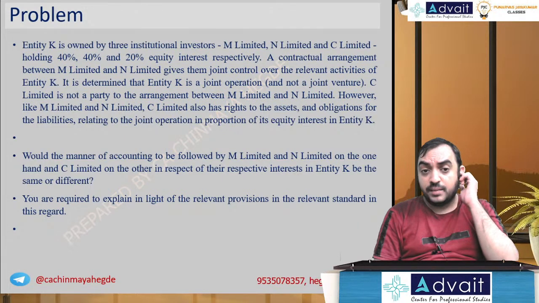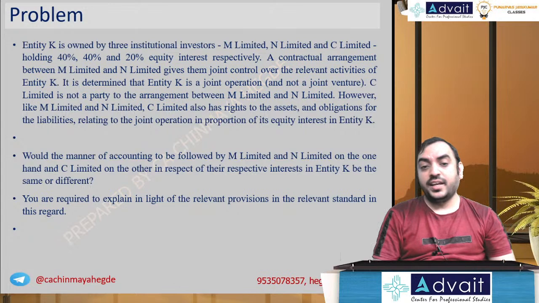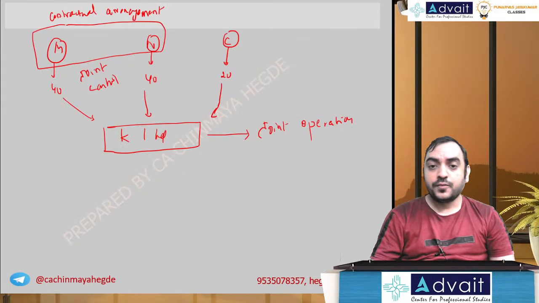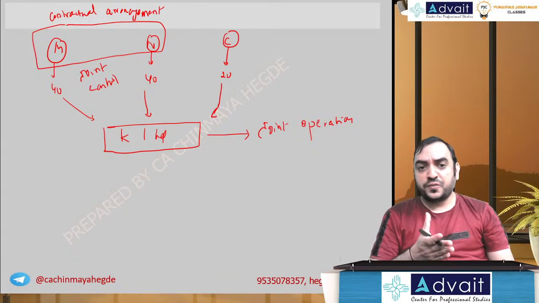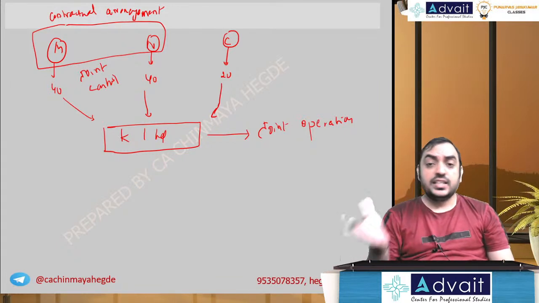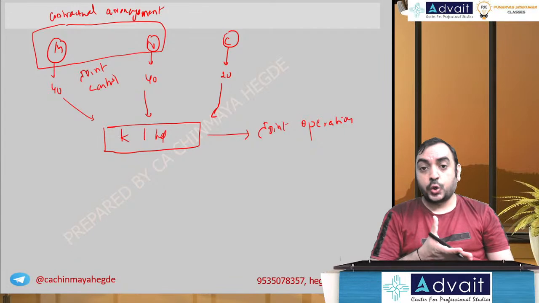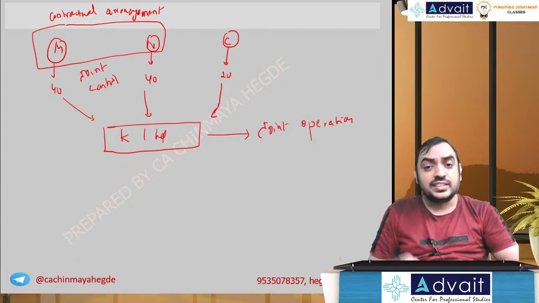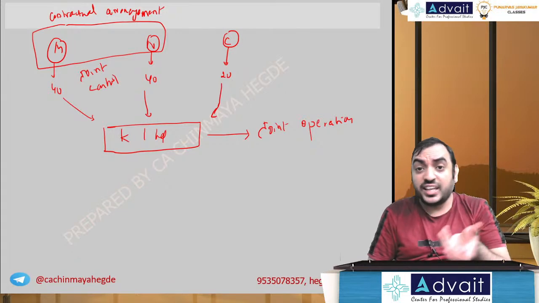However, like M Limited, C also has the rights and obligations for liabilities related to the joint operation, in proportion to its equity interest in entity K, which means C is not part of the joint contractual arrangement. C is not part of the joint control, but just like M and N, which have 40% each, C also has some sort of exposure, an equity interest.